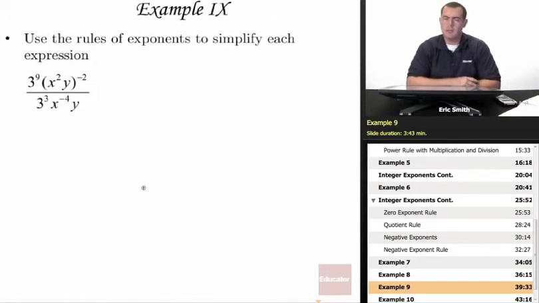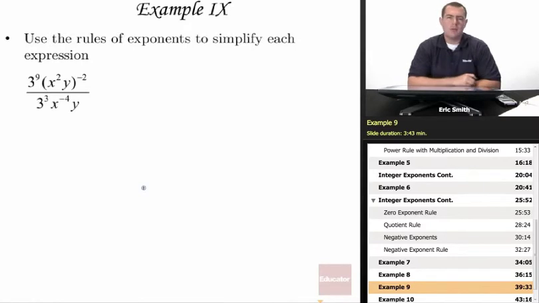Into practice and see if we can do a much harder problem. This one is 3 to the 9th power, all multiplied by x squared times y. All of that is raised to the negative 2. Then all of that is being divided by 3 to the 3rd times x to the negative 4 times y.